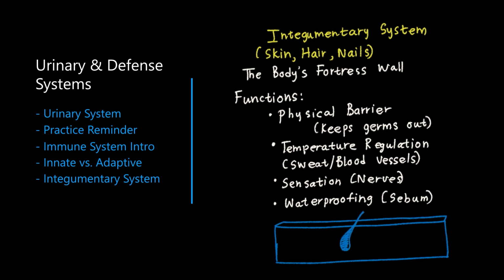Your skin also contains sebaceous glands that produce an oily substance called sebum. Sebum helps to waterproof the skin and keep it lubricated and soft.